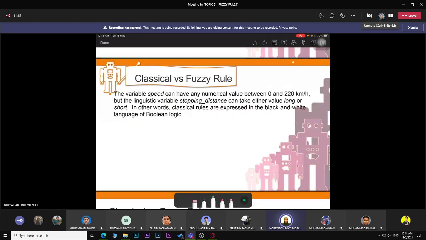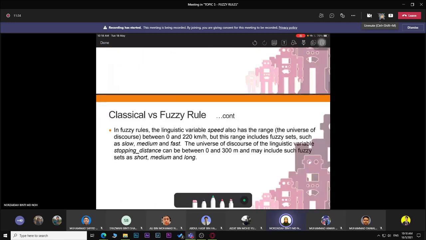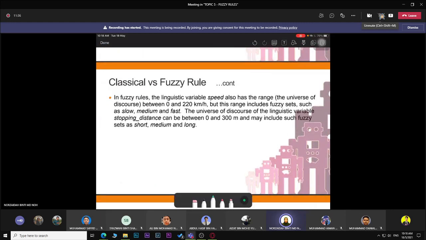So the variable speed from this example before can have any numerical value between 0 and 220 km per hour, for example. But the linguistic variable stopping distance can take either the value long or short. Okay, so in other words, classical rules are expressed in black and white logic, which is Boolean, true or false, right? In fuzzy rules, the linguistic variable speed also has the same universe of discourse, between 0 and 120 km per hour, but this range includes some fuzzy sets, which is, dalam range ni ada yang slow, ada medium and ada fast, right?